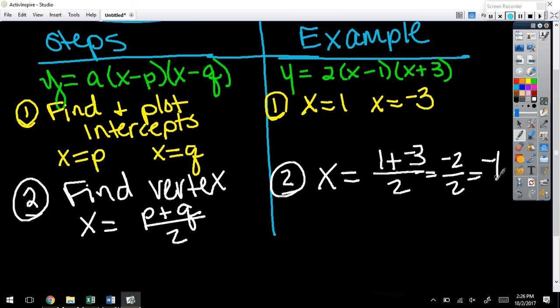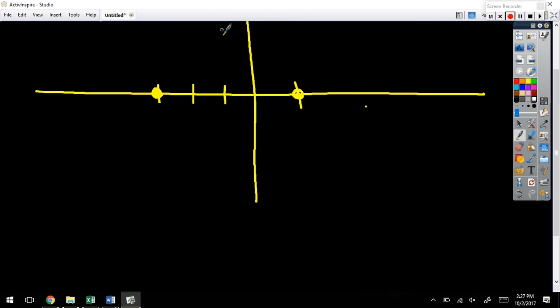-2/2. Some of you are already saying it's -1. Now that's not my vertex. That's half of my vertex. That's where the line of symmetry occurs. Absolutely. On my graph at -1, that's my line of symmetry, okay?